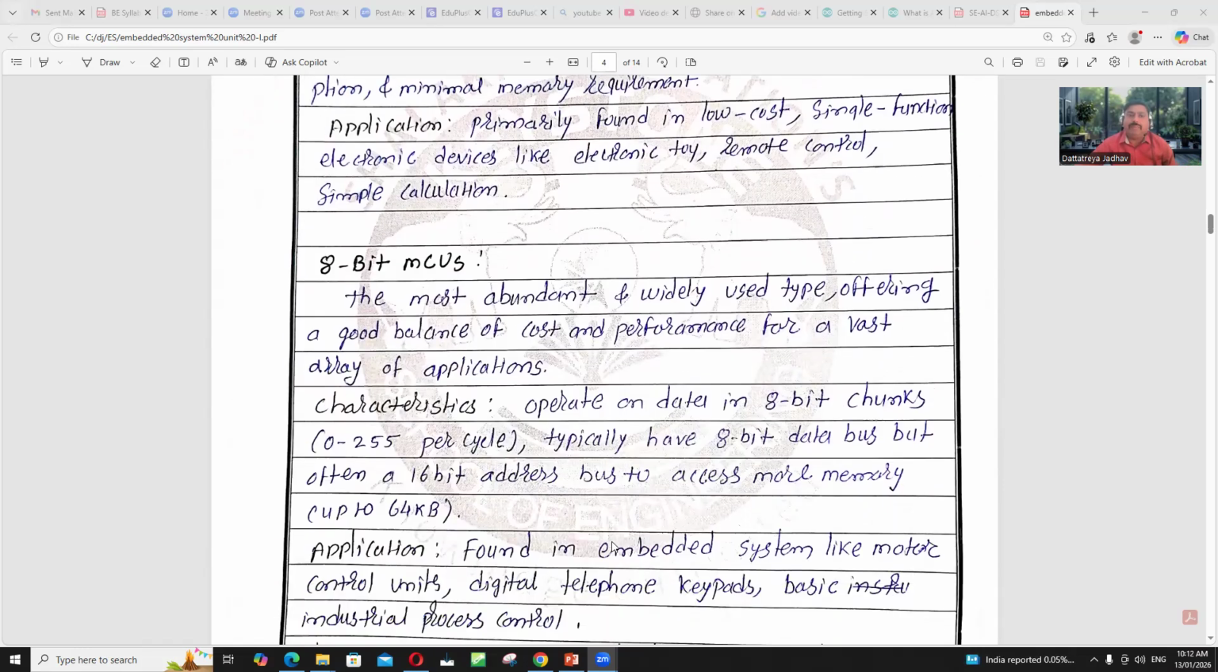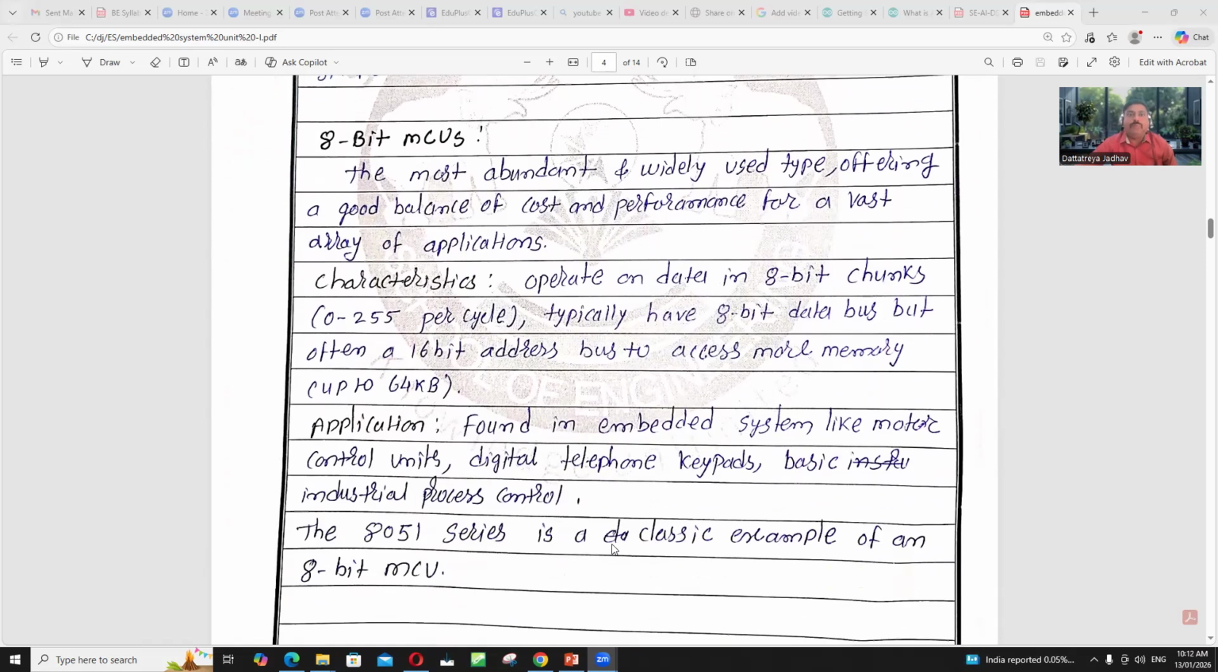Next, 8-bit microcontroller. It is the most abundant and widely used type, offering a good balance of cost and performance for a vast array of applications. So this 8-bit microcontroller is mostly used because it has a good speed of execution, good memory, and a number of instructions and data will be executed in a single cycle.